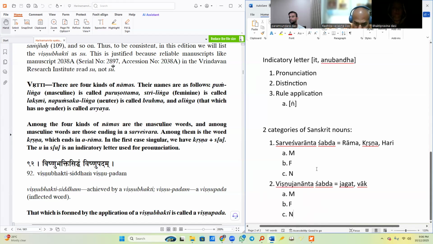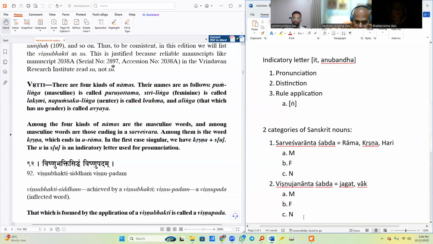See, there's also Alinga. What is this Alinga? Avyaya. That's a different thing. Generally three lingas are there, but avyayas are words with no gender, and we'll discuss avyaya later.